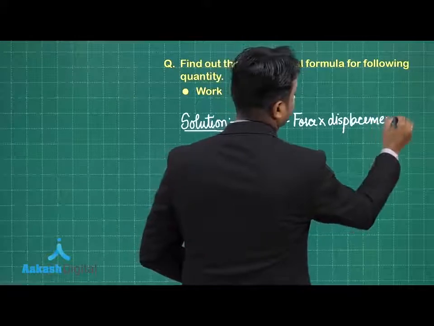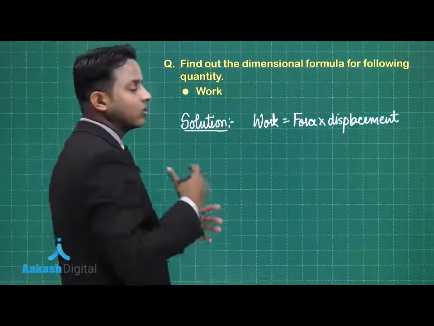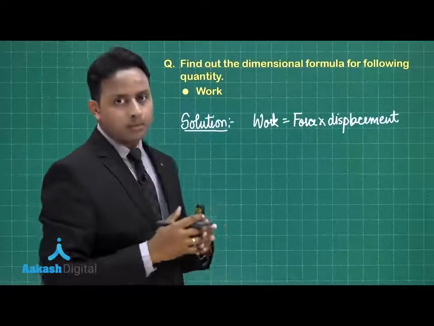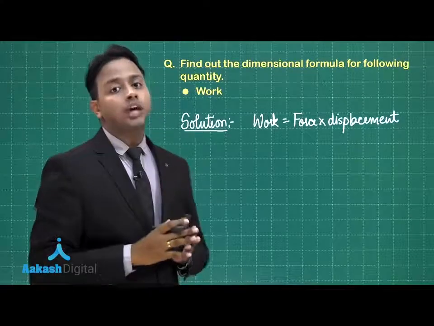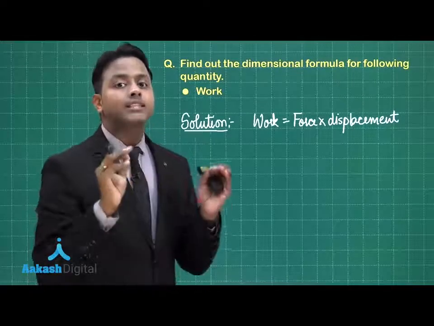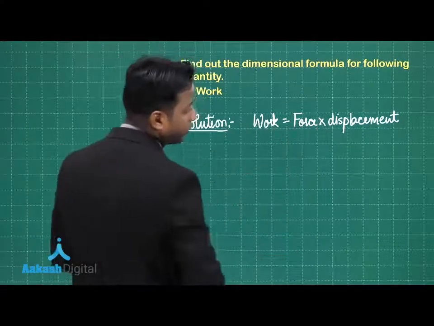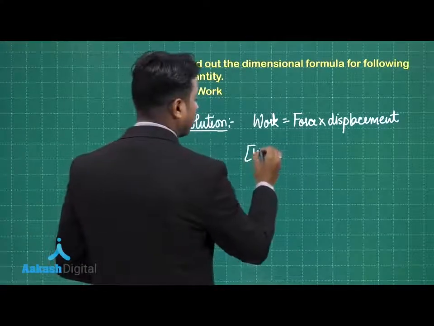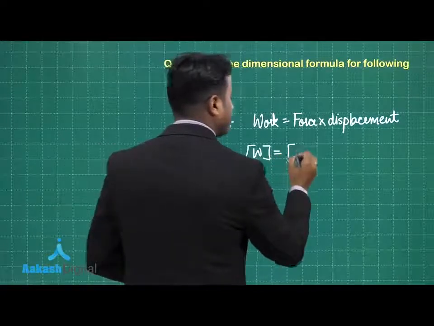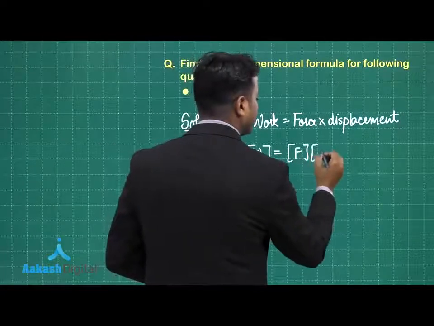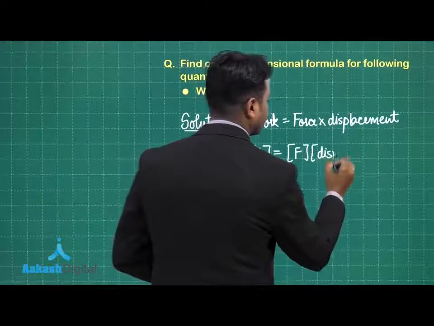Now you must remember that the numbers, the constant values do not have any dimensions because the dimensions are only allotted to the 7 basic fundamental units. So here the work is equal to force into displacement. So dimension of work is simply the dimension of force and the dimension of displacement.